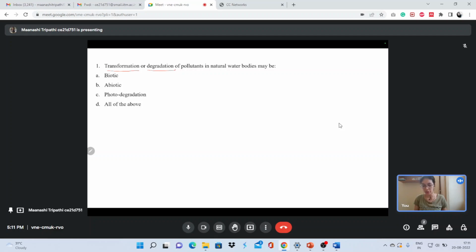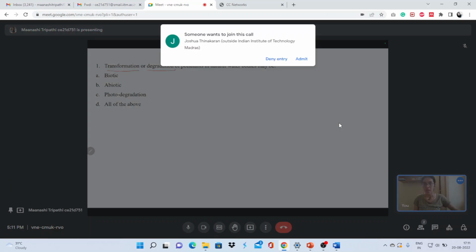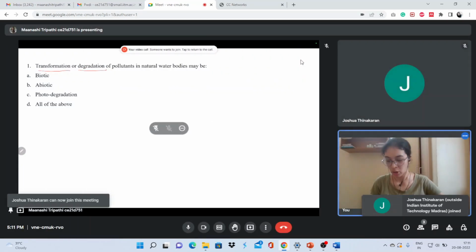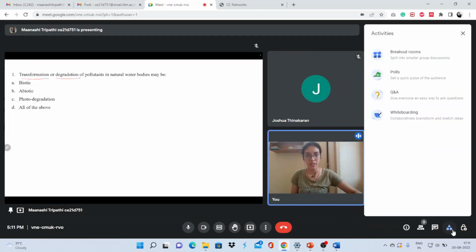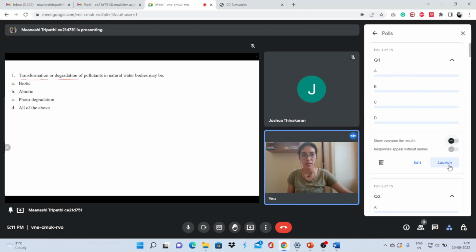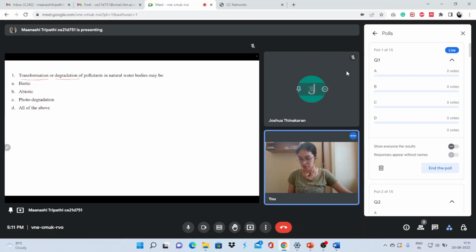Transformation or degradation of pollutants in natural water bodies may be biotic, abiotic, photodegradation, or all of the above. I'll launch the polls, if you can see. So try to answer this question. Here we need to tell what are the various phenomena by which either transformation or degradation of the pollutant will take place. We'll see the answer now.